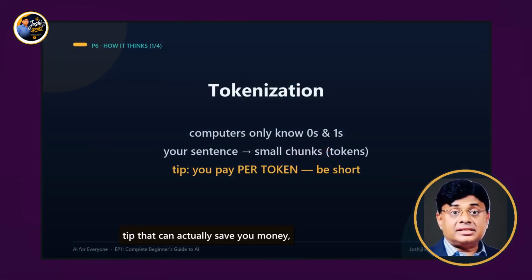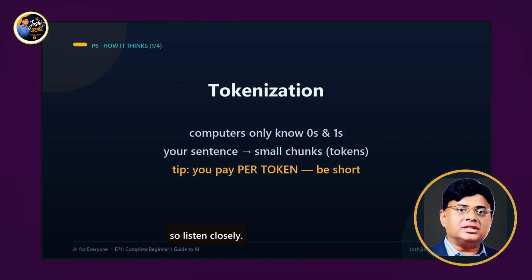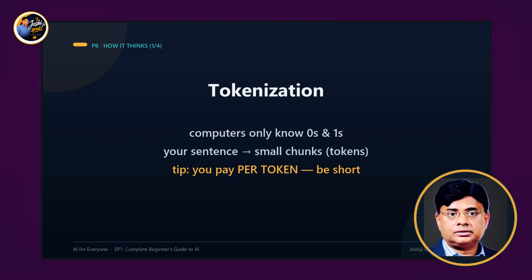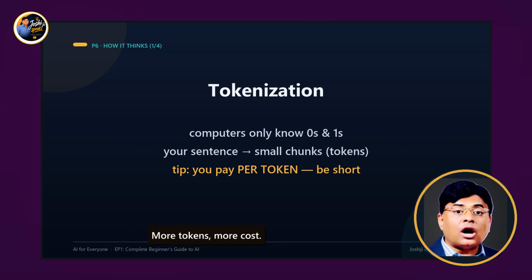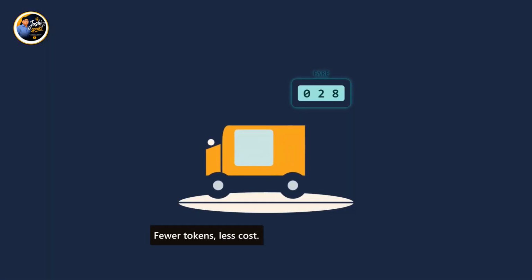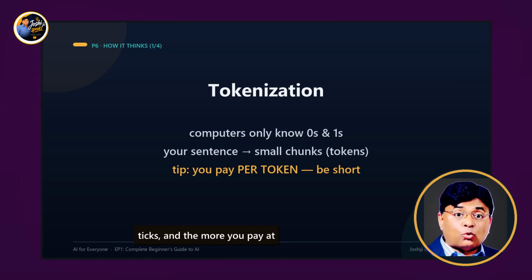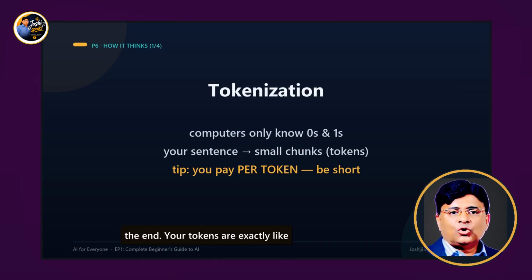Now here is a small tip that can actually save you money, so listen closely. Many of the AI tools that charge money, charge you by the number of tokens you use. More tokens, more cost. Fewer tokens, less cost. Think of an auto rickshaw meter. The longer your ride, the more the meter ticks, and the more you pay at the end. Your tokens are exactly like that meter.